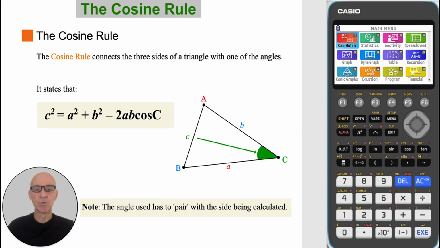The cosine rule connects the three sides of a triangle with one of the angles. It states that c squared is equal to a squared plus b squared minus 2ab cos C, or a squared equals b squared plus c squared minus 2bc cos A, or b squared equals a squared plus c squared minus 2ac cos B. Note that the angle used has to pair with the side being calculated.